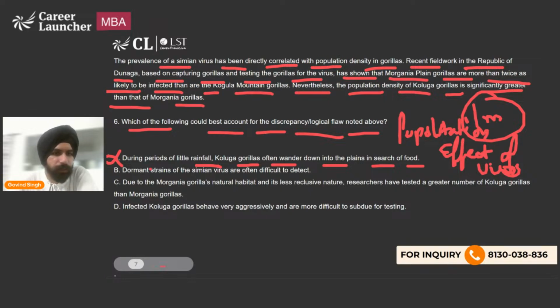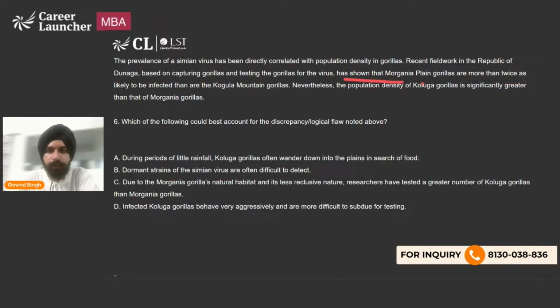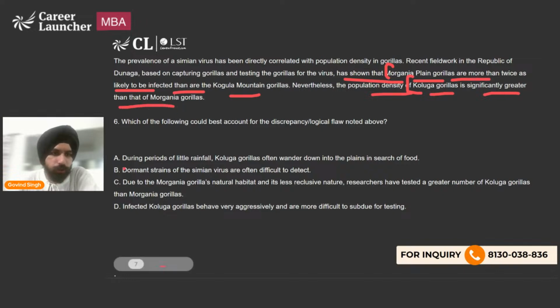B says dormant strains of the simian virus are often difficult to detect. Now, this again is going beyond the premise because we are not talking about active strains or dormant strains. We are saying that when tested, it has shown that Morgania plain gorillas are more than twice as likely to be infected. Okay, so their susceptibility is higher for the Morgania plain ones. But the population density of Koluga gorillas is significantly greater. So is there any logical flaw in this?